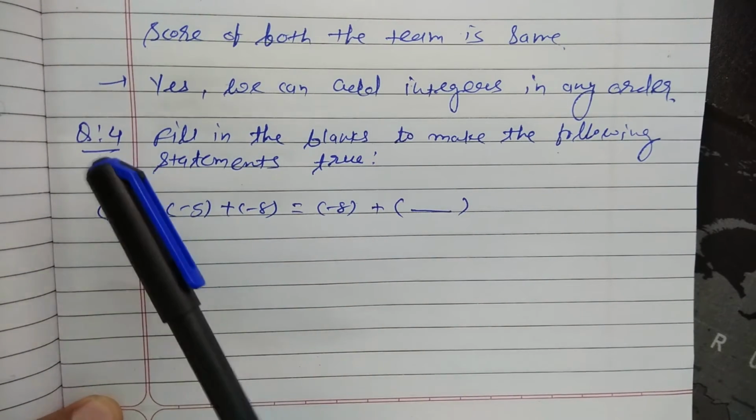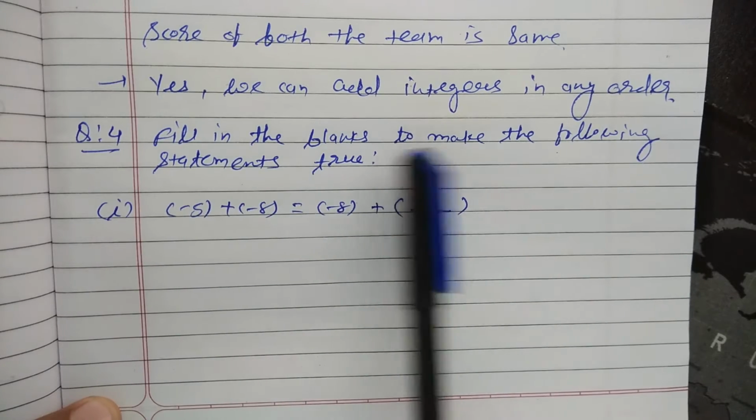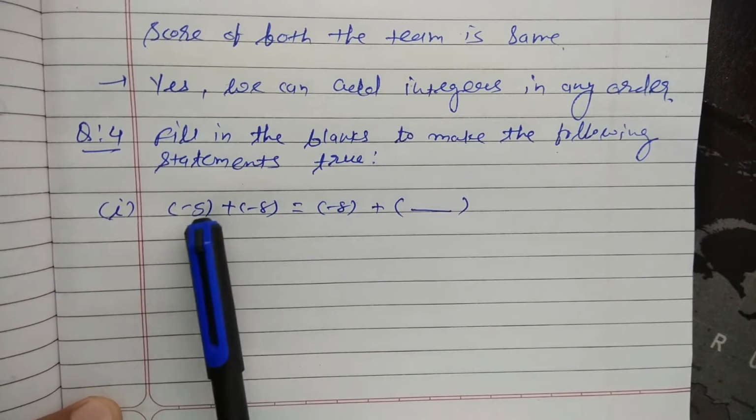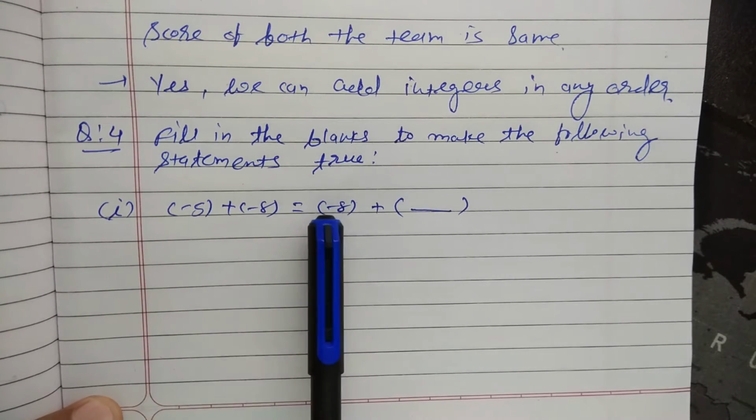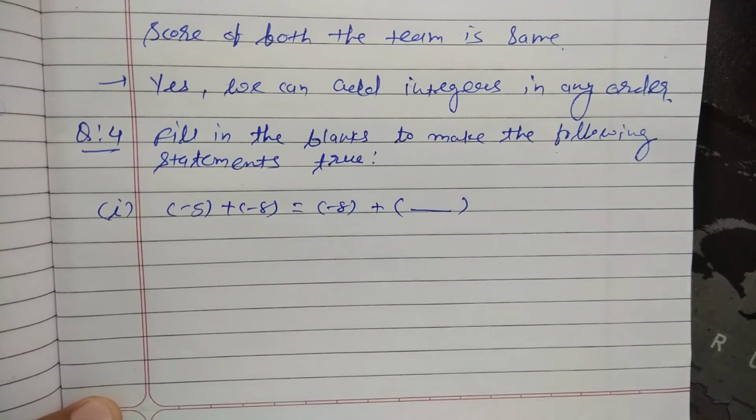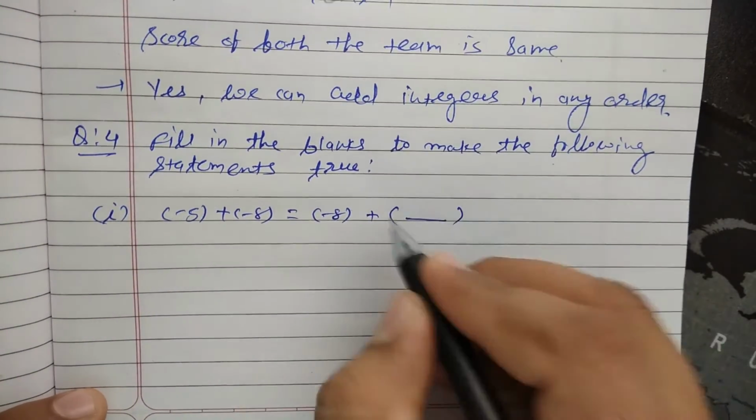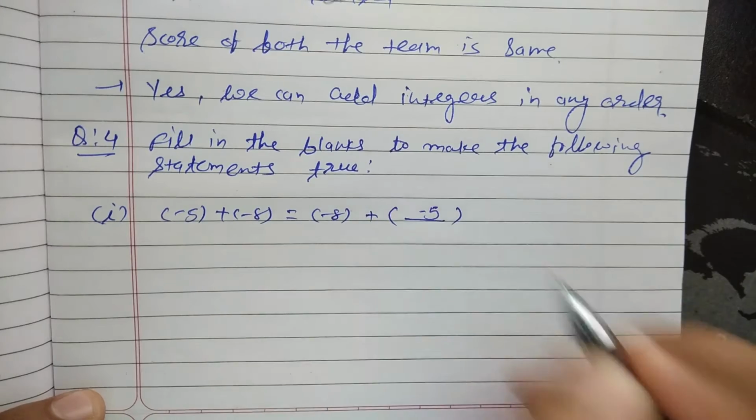Next question, question number 4. Fill in the blanks to make the following statements true. First, minus 5 plus minus 8 is equal to minus 8 plus dash. So what will be the answer? So here it will come minus 5.